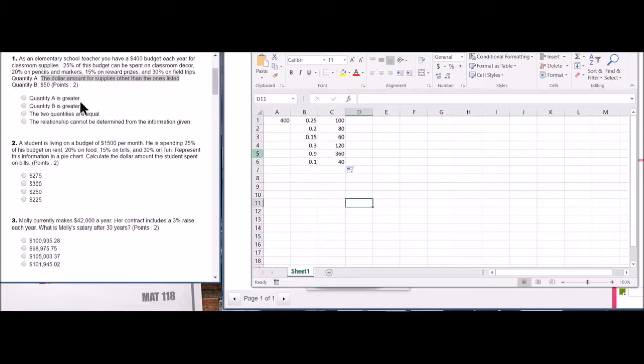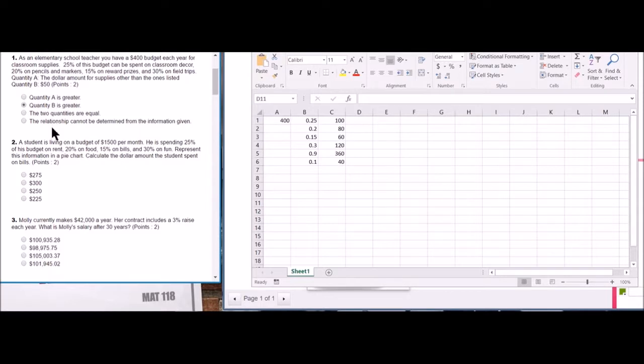So gotta be careful of the wording. Obviously, we just saw right there, other than the ones listed. Wording is very important because the other ones listed is only 10%, which is 40. So which one's bigger, 40 or 50? Well, quantity B is bigger.